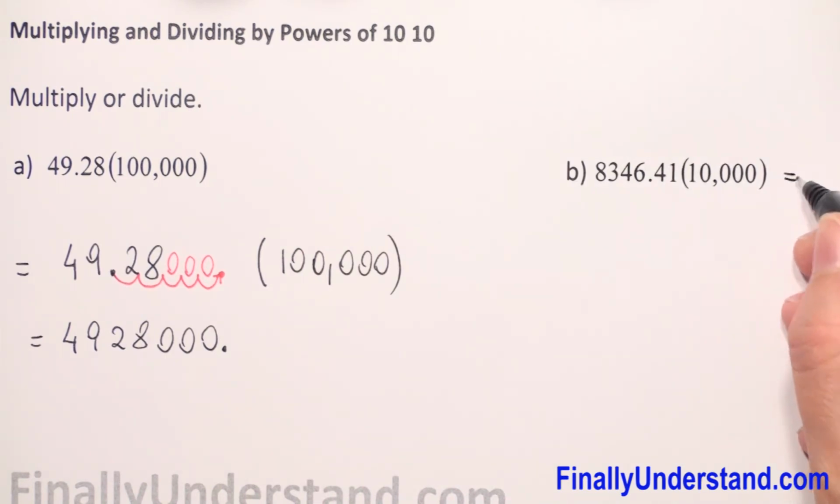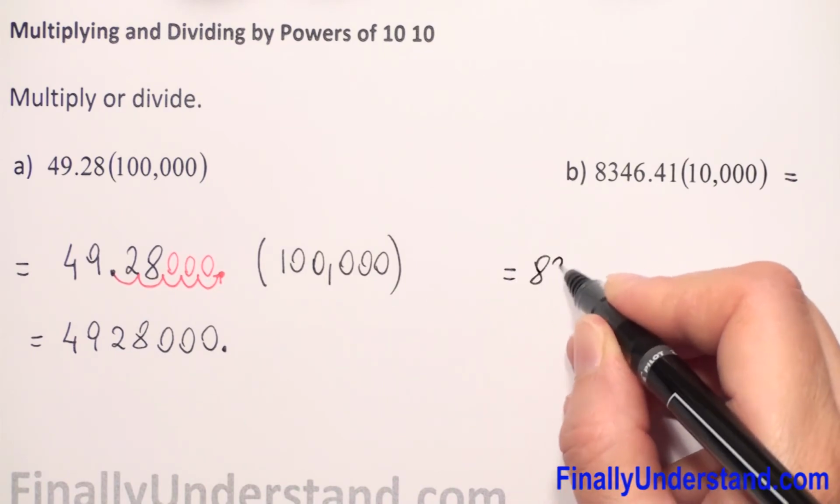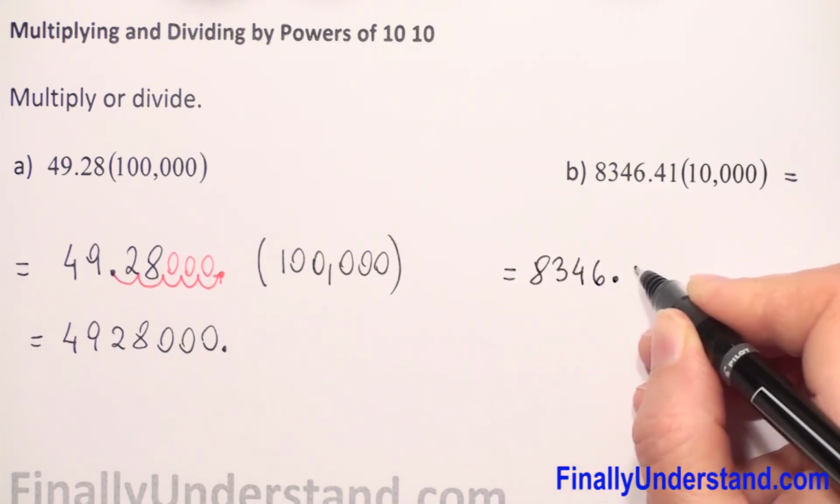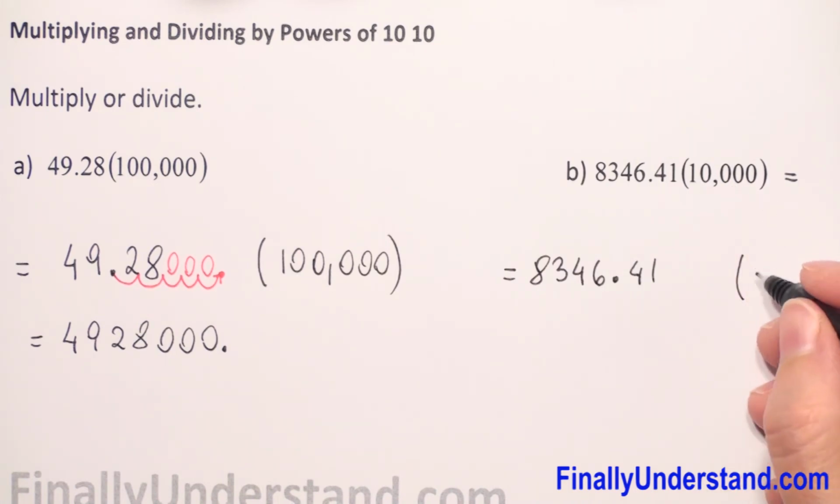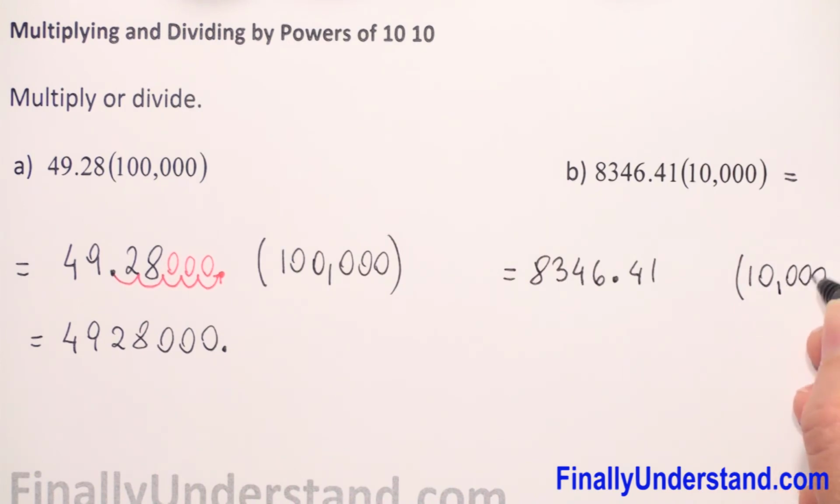And next example, let me rewrite this. We have 8346.41. I will make space because we have many zeros: 1, 0, 0, 0, 0. So we multiply by 10,000.